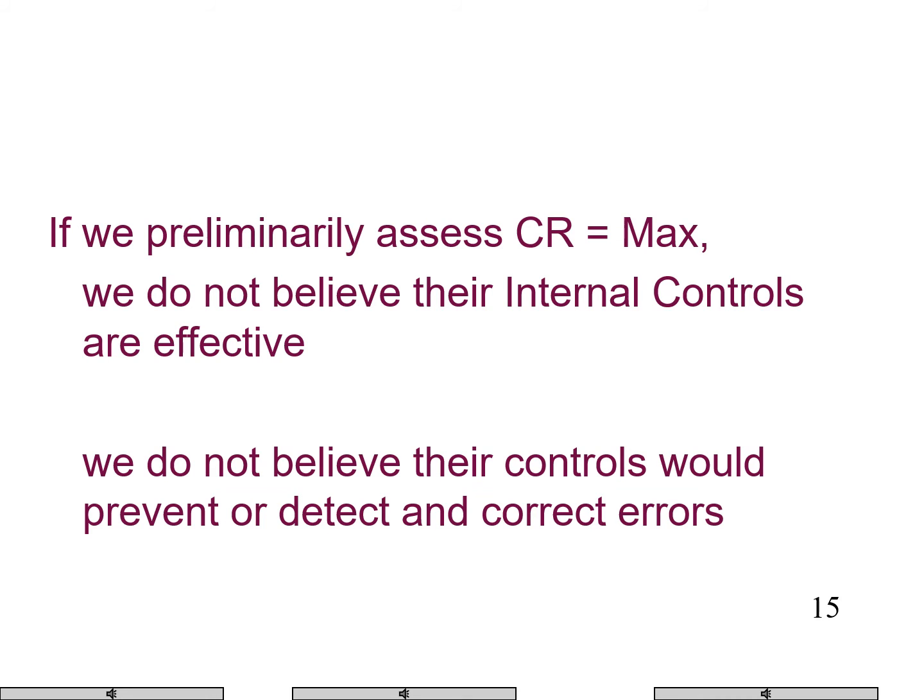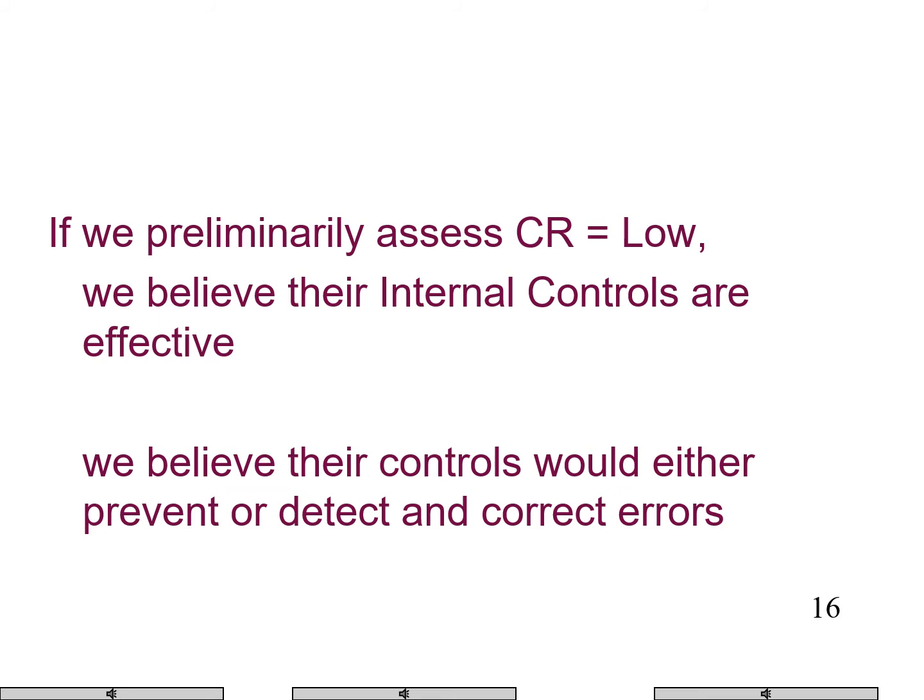If we preliminarily assess control risk as high, we're saying we don't believe their controls are effective. We don't believe their controls would prevent errors or detect and correct errors. If we preliminarily assess control risk as low, we're saying we believe their controls are effective. We believe their controls would either prevent errors or detect and correct errors. Now notice preliminarily assess. If there's a preliminary assessment, then you know there's going to be a final assessment somewhere later on.